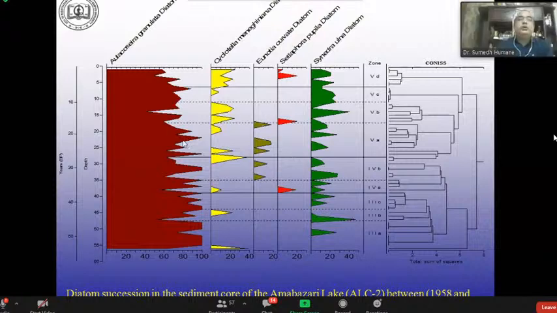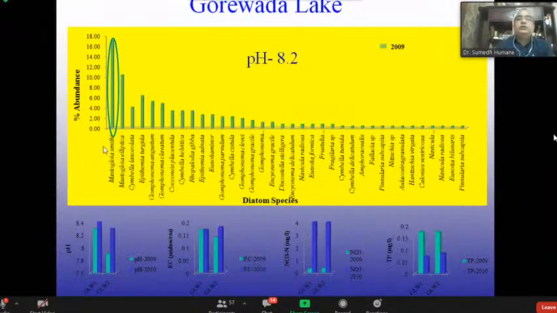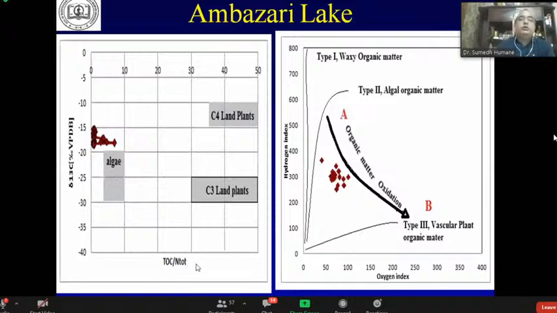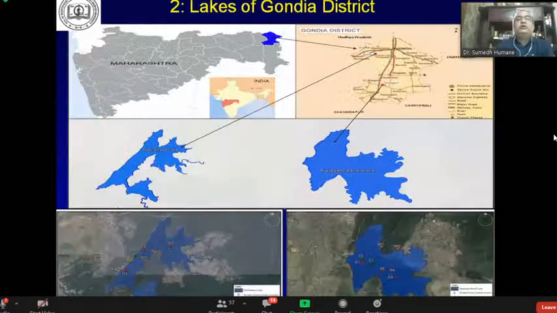Another core is there. We have the pH changing, and the diatom patterns are also varying. You can correlate it with the stable isotopes and the total organic carbon to nitrogen ratio also. The TOC to total nitrogen ratio is compared with the stable carbon isotope. You can identify the origin of the organic matter in the water bodies. The Van Krevelen diagram will tell you how the hydrogen index and the oxygen index are used to identify the origin of organic matter. Likewise, we have studied different lakes here.